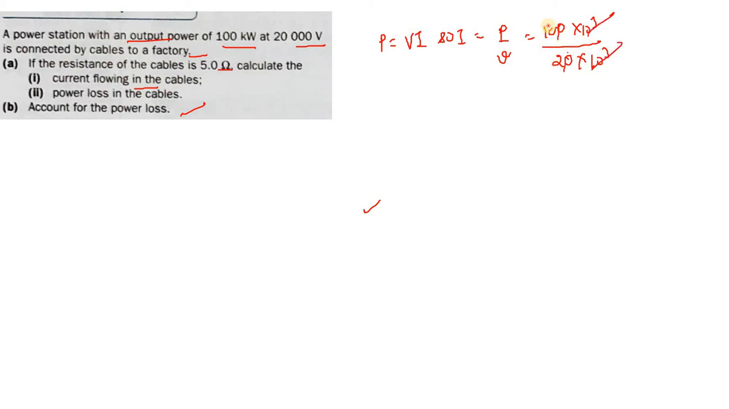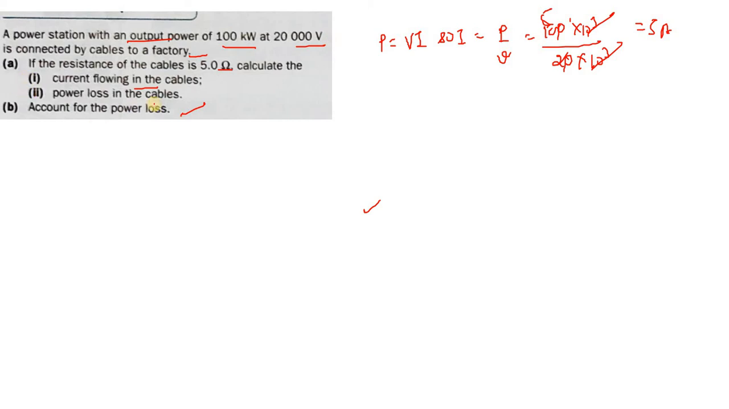Now let's see some questions based on what we have just discussed. A power station with a given output power at a given voltage is connected to the cable of a factory. The resistance is given. Calculate the current. So P is equal to VI, so I will be P by V. P is in kilowatts, and kilo means 1000, 10 to the power 3, divided by 20 into 10 to the power 3 for easy calculation. So this is 5, so the answer is 5 ampere.